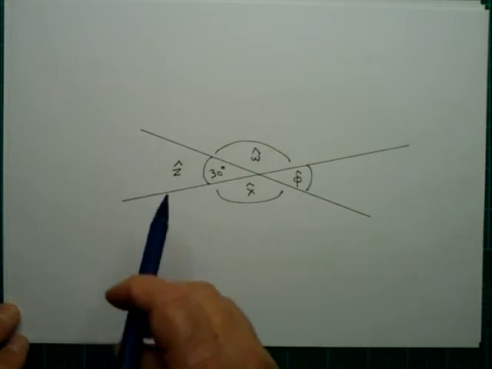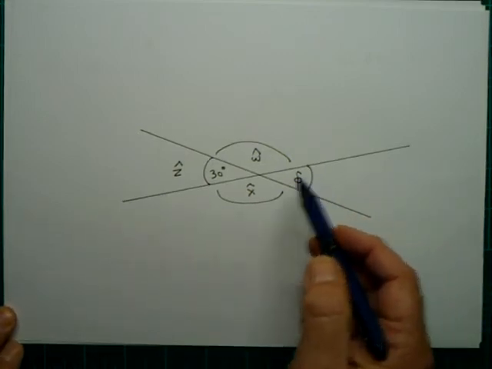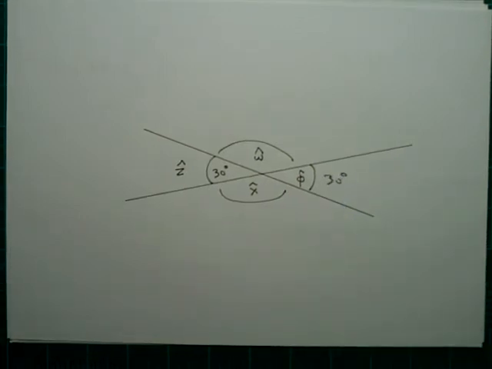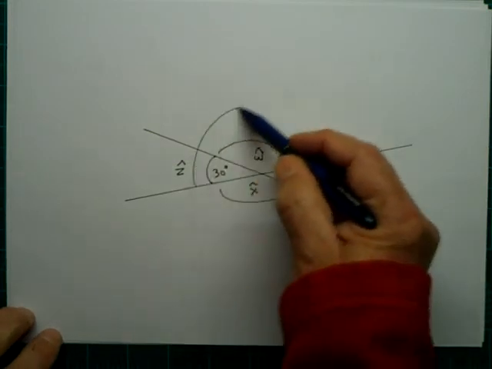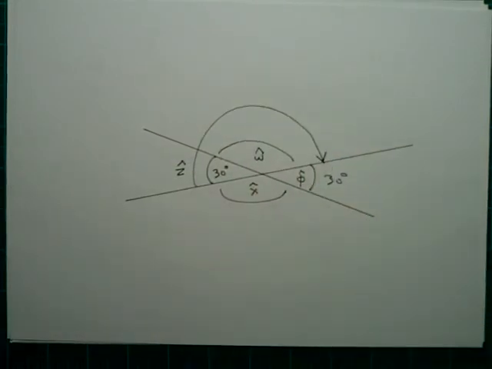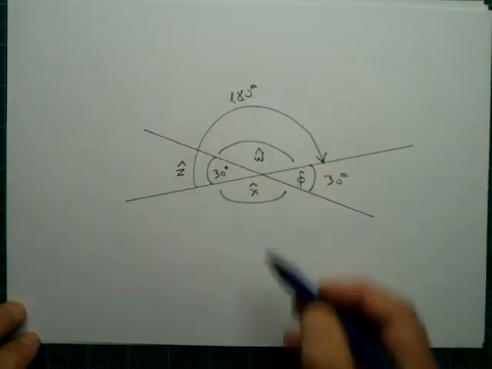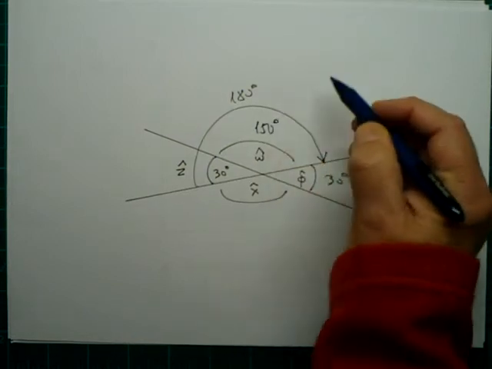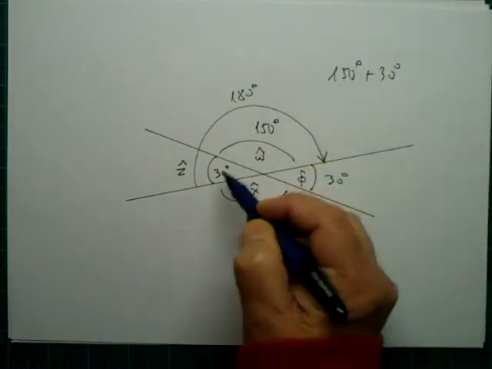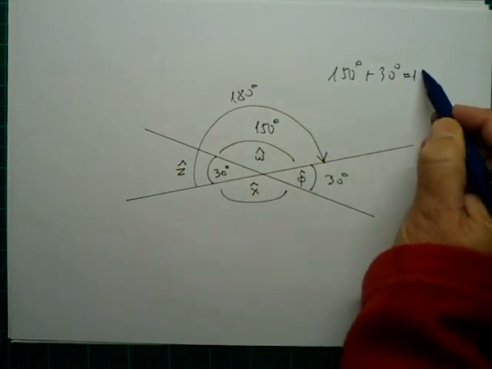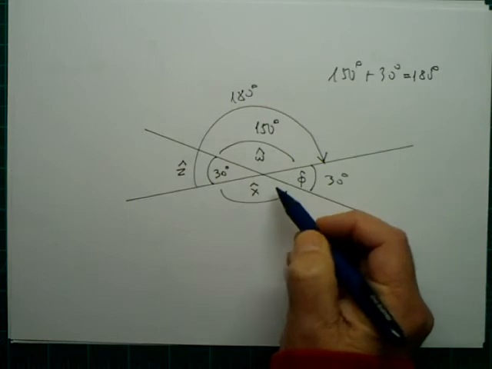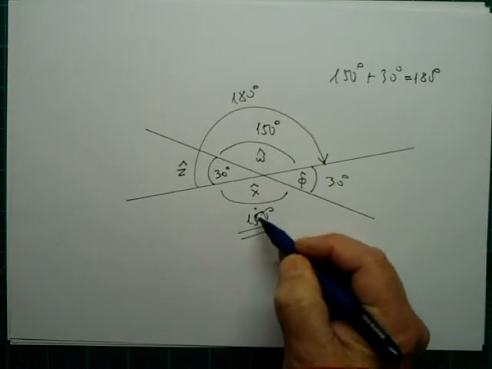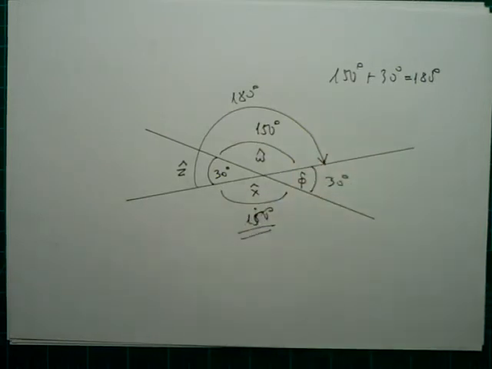Well, first of all, the angle phi here is opposite to angle z there. So they are equal, so phi is 30 degrees. And all this angle is a straight angle, so it is 180 degrees. That means that the angle omega is 150, as 150 plus 30, which is z, gives 180. Also, this angle x is also 150 degrees, as these two angles are opposite too.